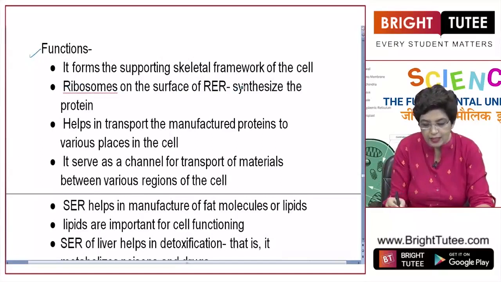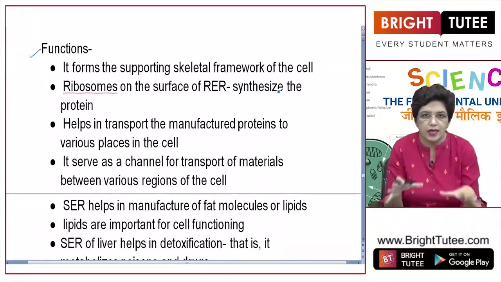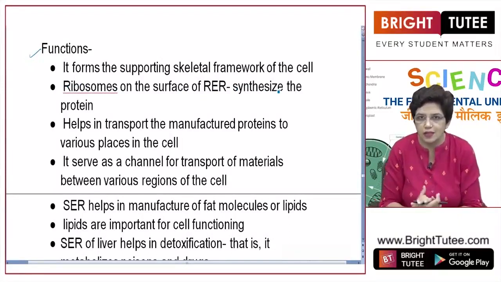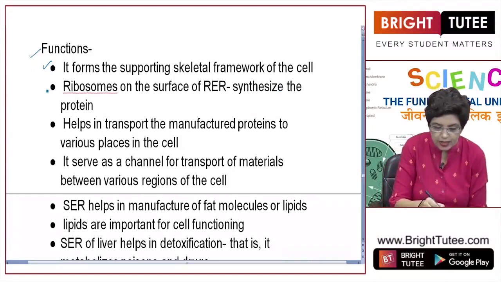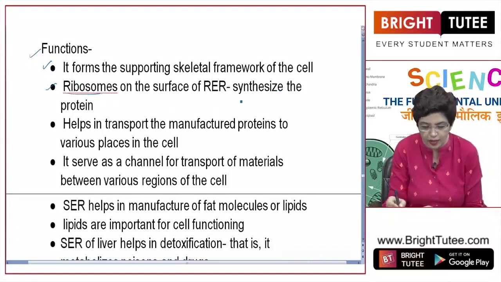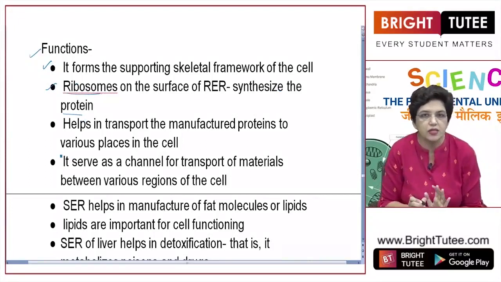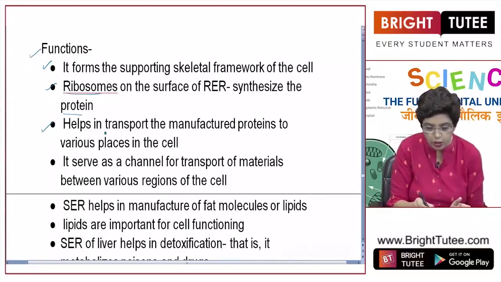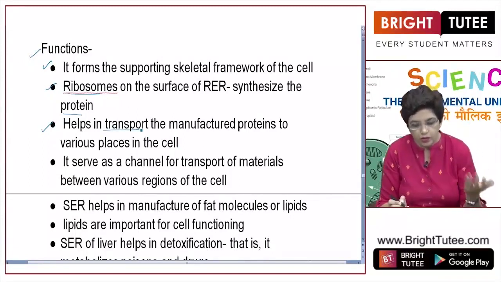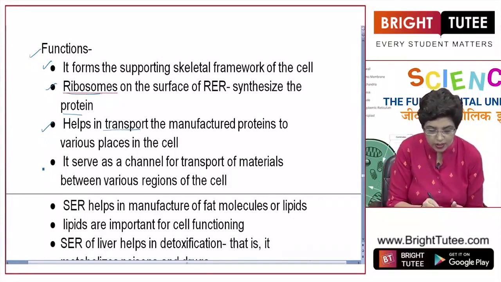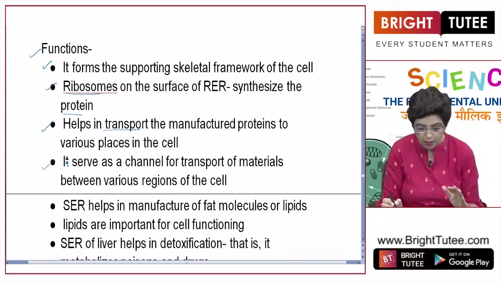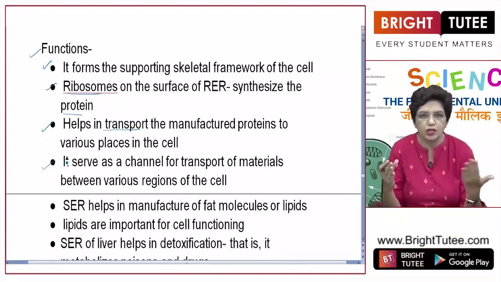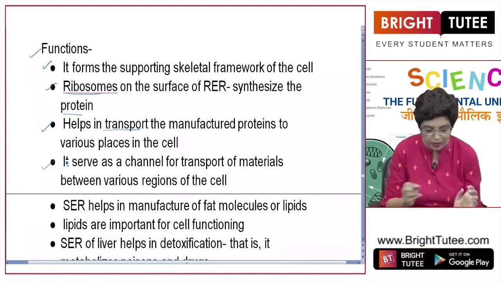It forms the supporting skeletal framework of the cell. Okay, since it is a network of tubes, it will form a skeletal framework, which gives a definite shape to the cell. Second, the ribosomes attached on the surface of RER synthesize protein. Protein is a very important nutrient required for the growth of the cells. Thirdly, it helps in transport of manufactured protein to various places of the cell. So it serves as a channel for transport of material between various regions of the cell. Okay, so if protein has to be transferred from one region of the cell to the other, this helps in the transfer within the cell.